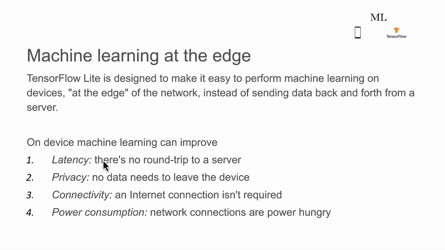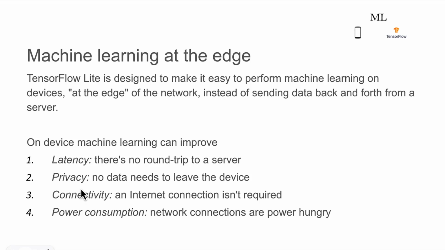So as our model is now present in the application itself, we can quickly access it and get the output. So the latency of our application will be low, which means that we will get the results faster. Similarly, the second advantage is privacy. As there is no data which needs to leave the device, the privacy will be improved.